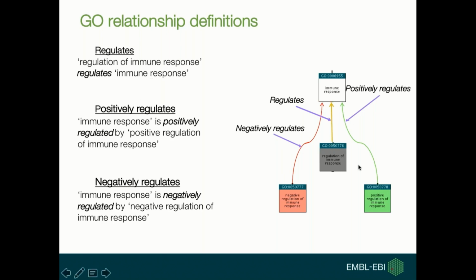In other words, for the gene product in question, we are not able to really say whether it positively or negatively regulates, so we say it just has regulation of the immune response. For positively regulates, we say the immune response is positively regulated, and with negatively regulates, the immune response is negatively regulated. So a gene product can have either one function or both, depending on the situation.